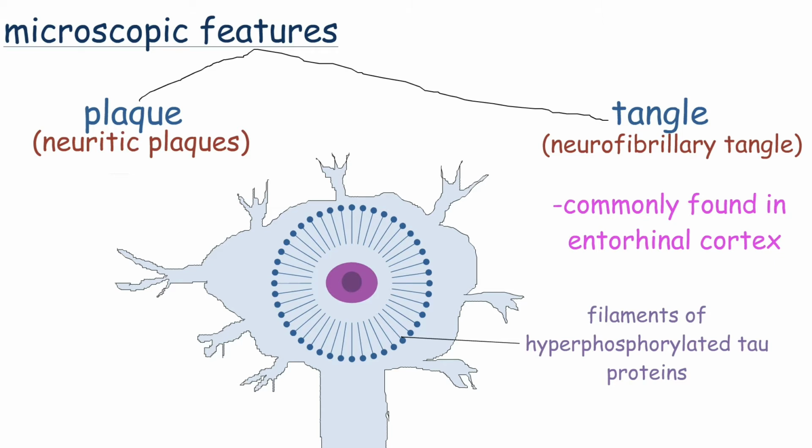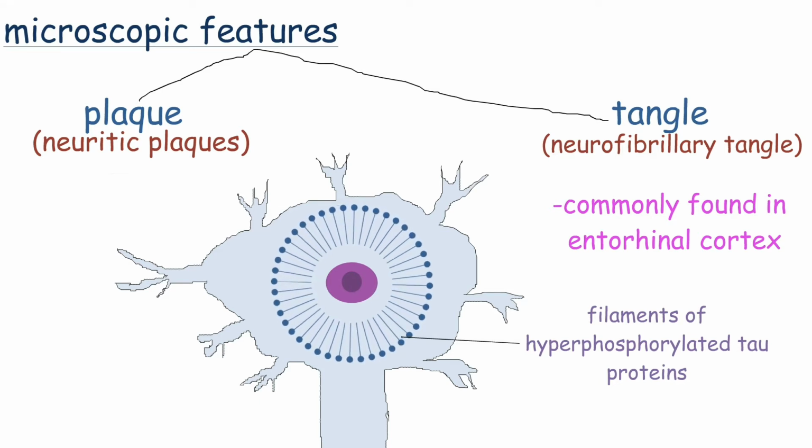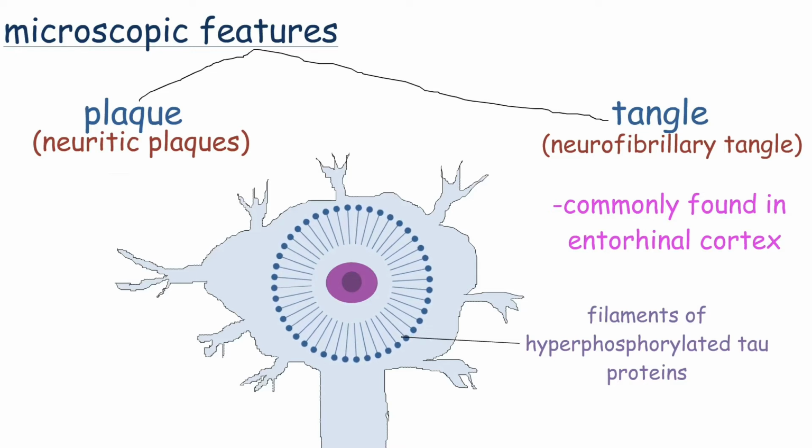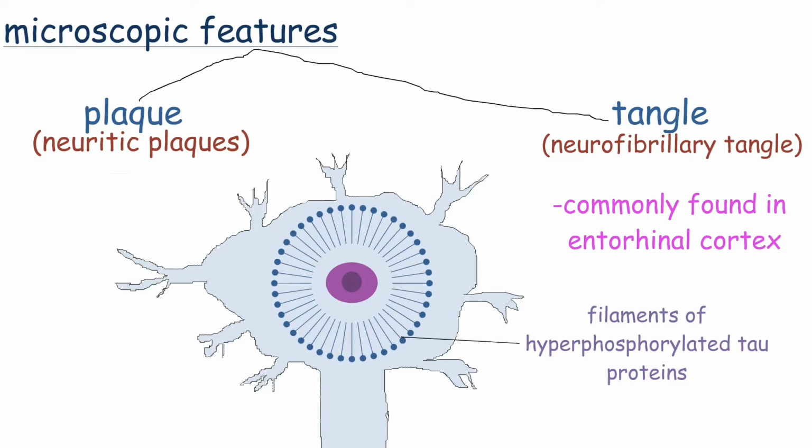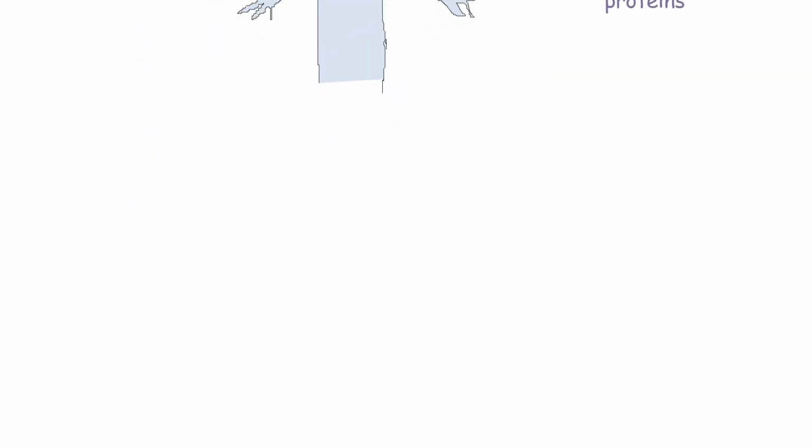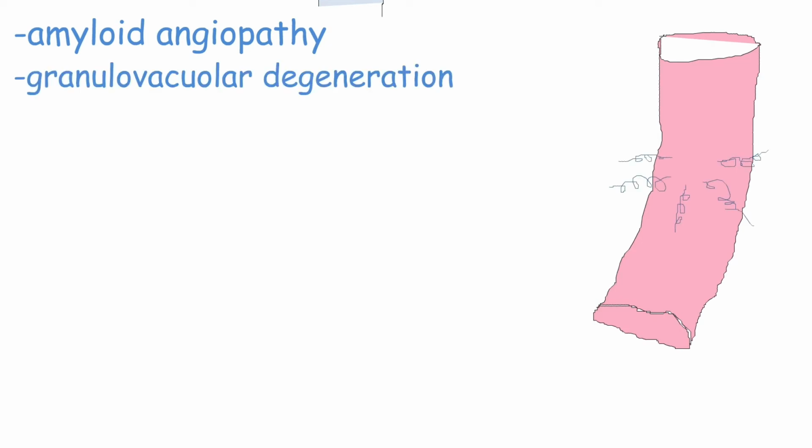Now let me repeat this once again. Neurofibrillary tangles are nothing but a bundle of filaments in the cytoplasm of neurons, which displaces or encircles the nucleus, and it is most commonly found in the entorhinal cortex. Now the other microscopic features include amyloid angiopathy, which is nothing but amyloid deposit around blood vessels. Similarly, granulovacuolar degeneration is also seen.